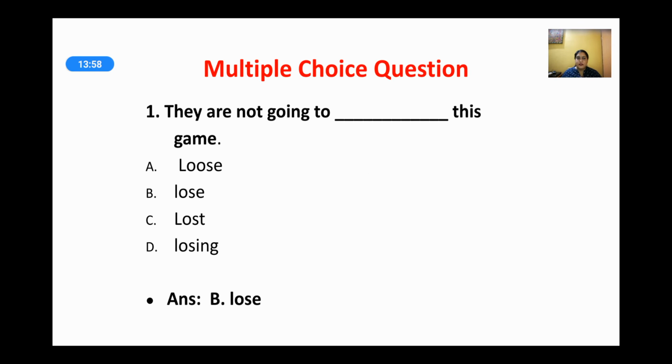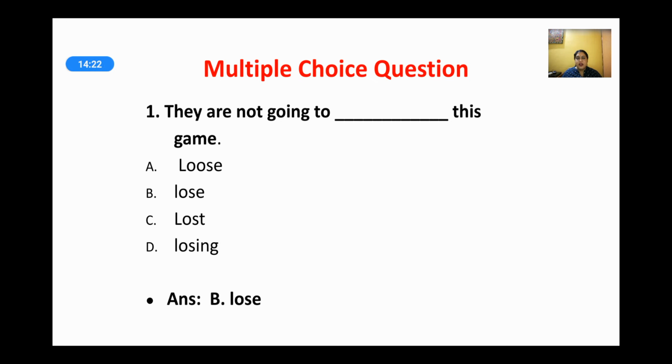Now let us try to assess ourselves with the help of these questions. The multiple choice question. Observe the sentence. Four options are given. You will have to select the right one. They are not going to dash this game. The words look similar. Lose, LOOSE, LOSE, and LOST, LOSING. Now I'll give you a clear distinction.